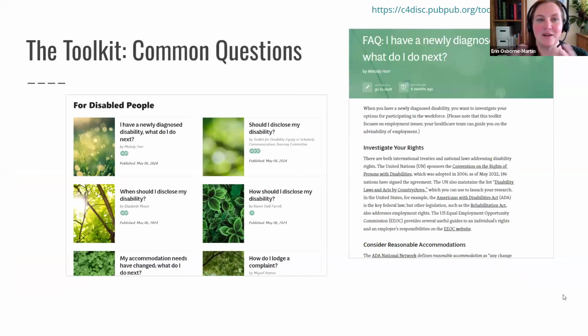This is the common questions section. This is actually only a portion of the common questions section. It is organized around the intended audience. So you can see here some of the questions that were focused on disabled people's needs. Again, that's always our primary focus here. We also have a section for managers who might be managing disabled people or who are disabled themselves. And we have a section for colleagues and allies. And these are all organized in very similar ways.